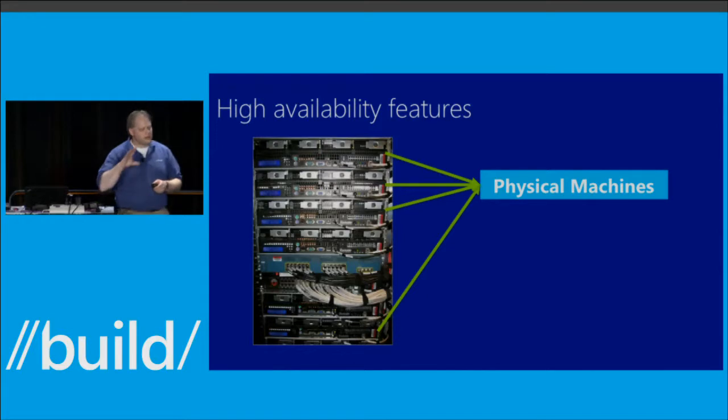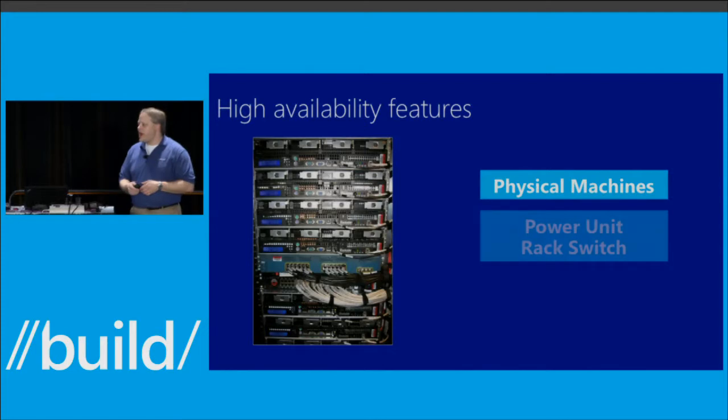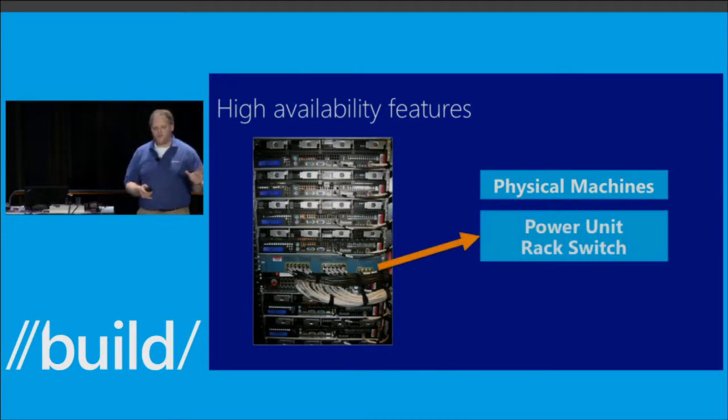This is a version of some of the hardware in Windows Azure, the actual hardware. What you'll see is a set of physical machines in the rack, a set of blade servers, and there's also one PDU for that rack. Not shown here, there's also a top of rack switch on the rack.